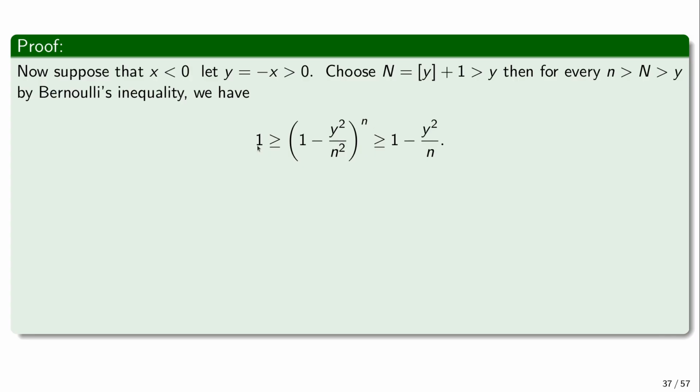But basically, okay, the first part of the inequality. First of all, note that n is greater than y. Therefore, y squared over n squared is going to be smaller than 1. And therefore, here inside those brackets, we're going to have a strictly positive number, which is smaller than 1. And taking any natural power of that is going to leave us with a number which is strictly positive and smaller than 1. Therefore, this part of the inequality is clear.